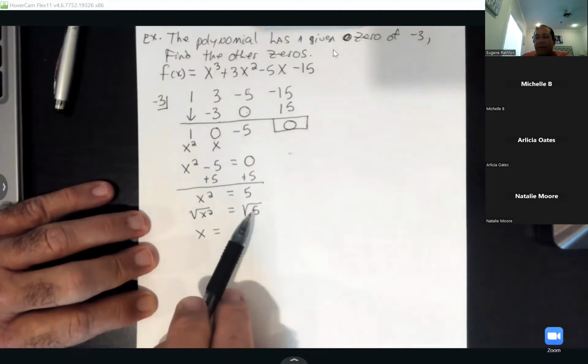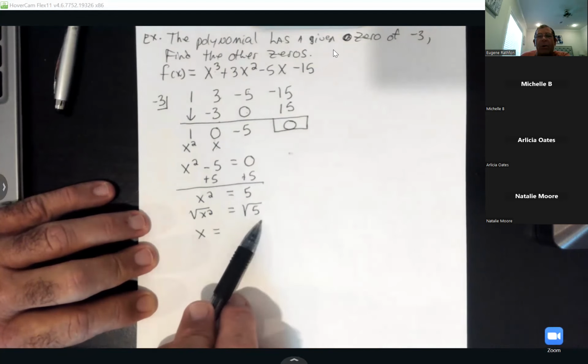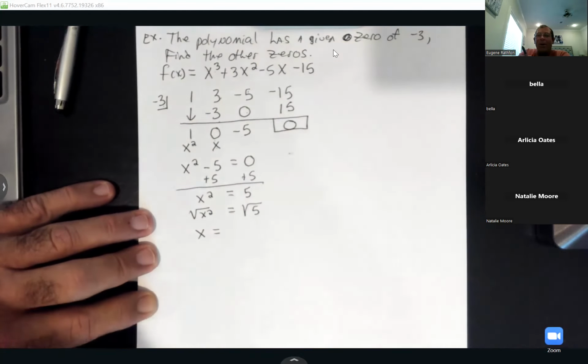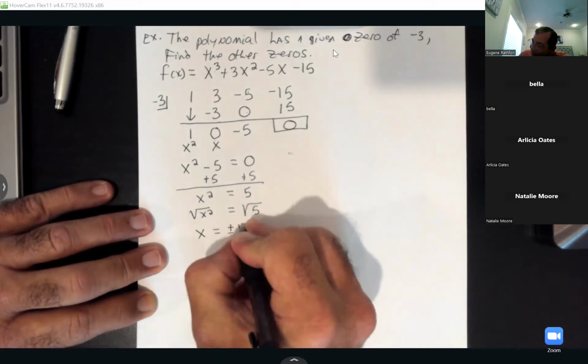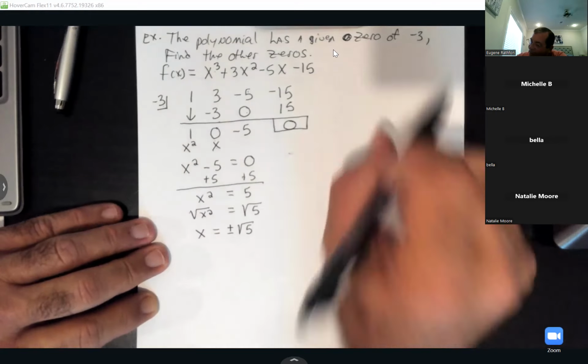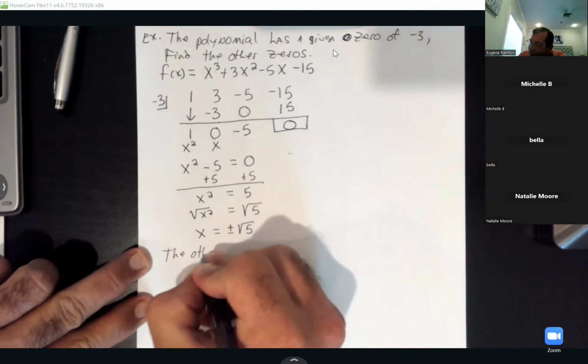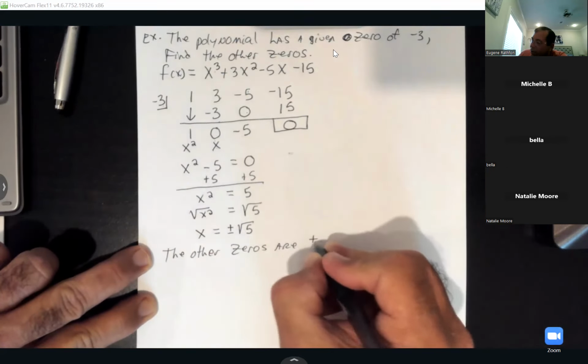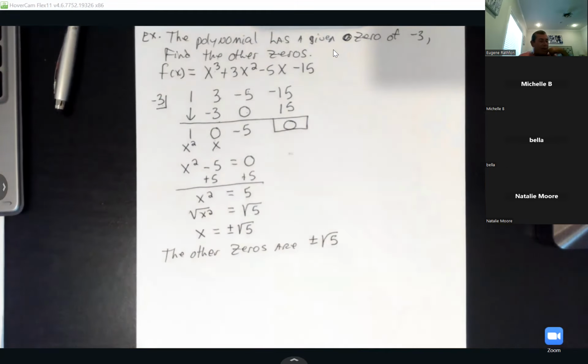So the question is, can we do anything with that square root of 5? No. But there's one thing we got to put in the front of that: a plus or minus. There you go. So if -3 was a 0, the other zeros are, now you can do plus or minus square root of 5 in math lab, or you can do a plus square root of 5, comma, negative square root of 5.